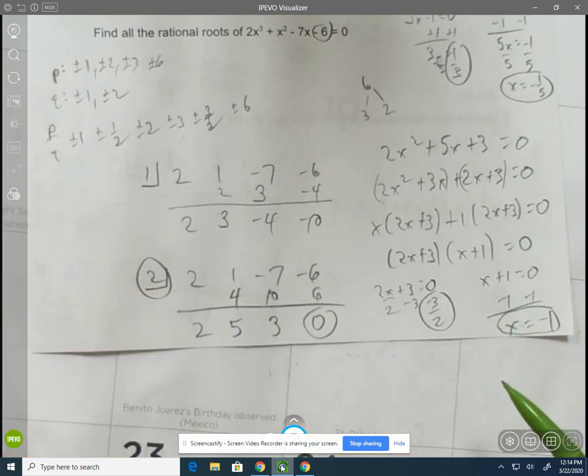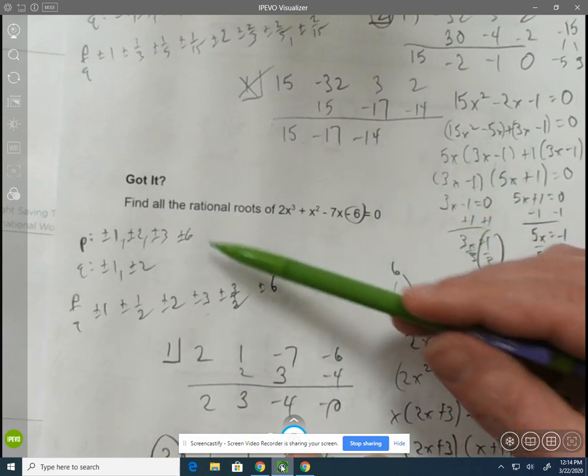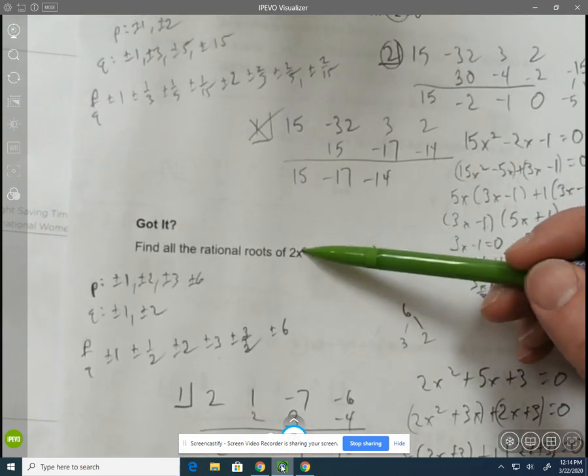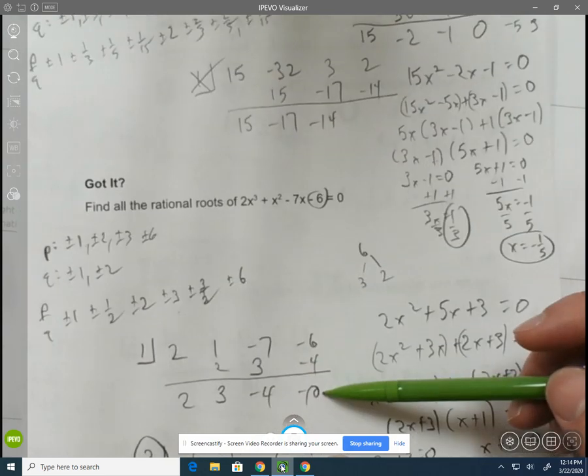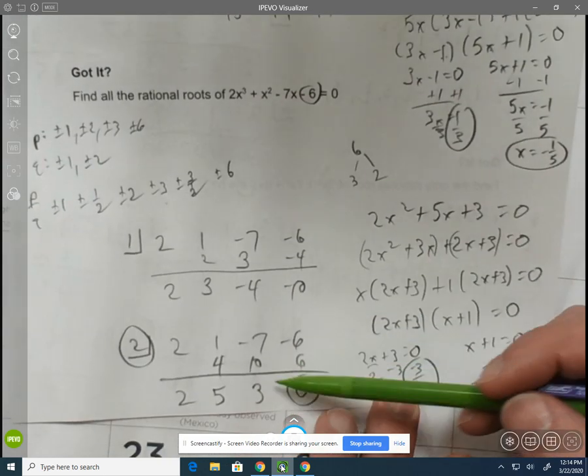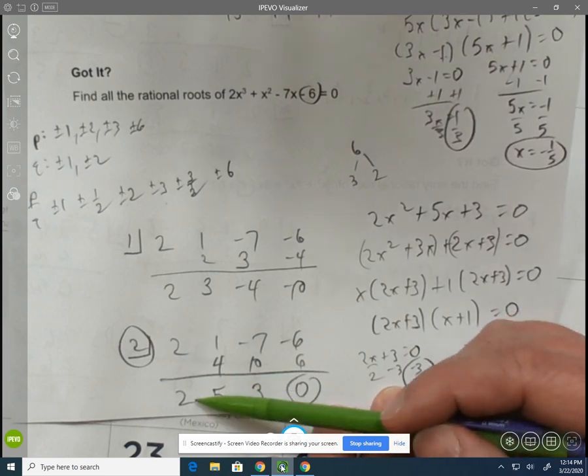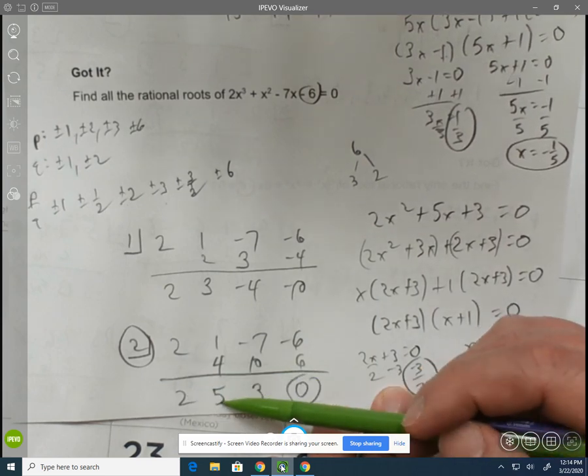Okay? So again, finding P, finding Q, all the different combinations of P over Q. This is what you need to catch. So if you start with a cubic, once you find 1, your answer down here after the synthetic division is a quadratic. 2x squared plus 5x plus 3. You've got A, B, and C.